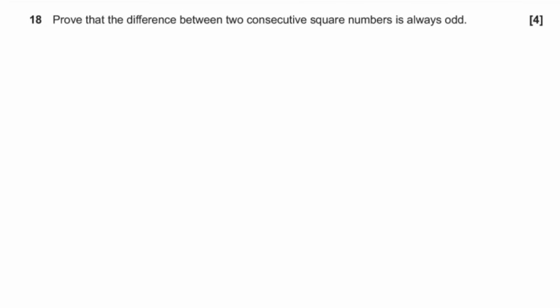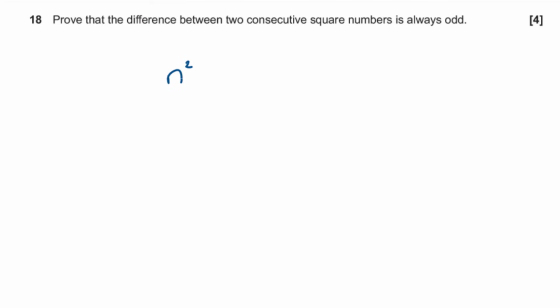Question 18. Prove that the difference between two consecutive square numbers is always odd. Okay, so we need to do this algebraically if we're going to make a proof. So let's take a number n, and if we square it, then that's going to give us our first square number. Now, what would the next consecutive square number be?